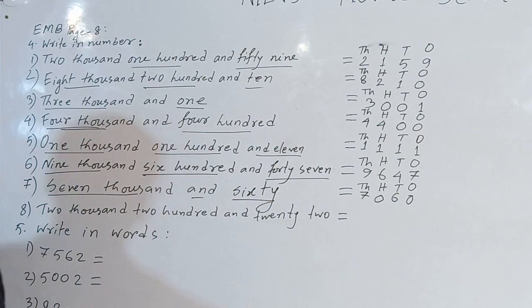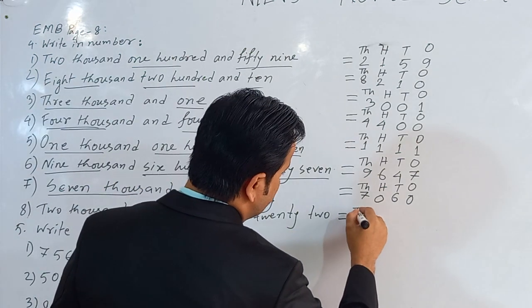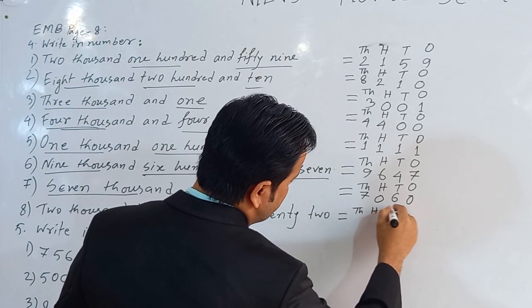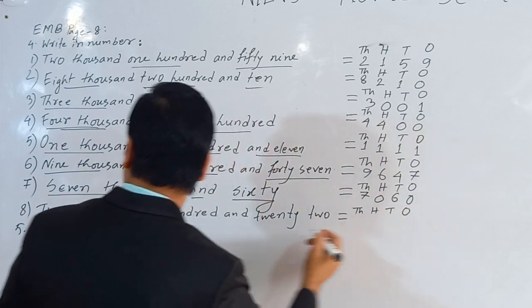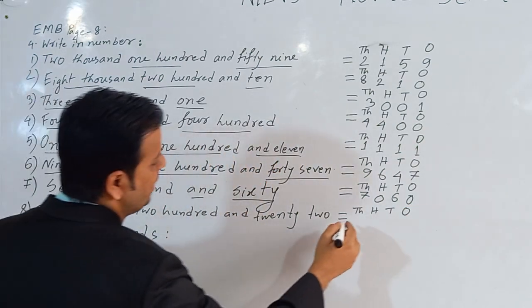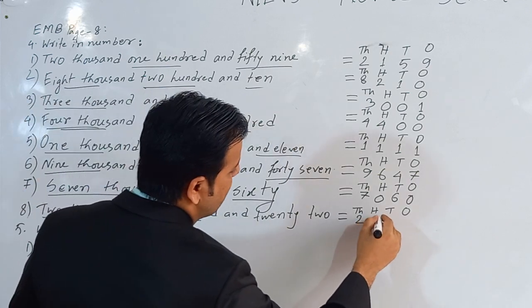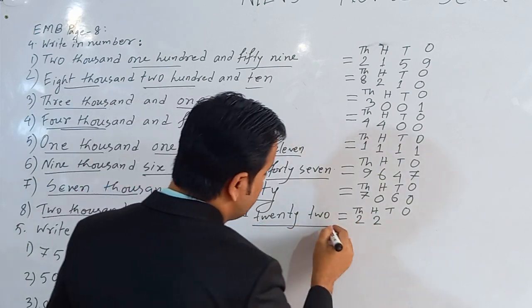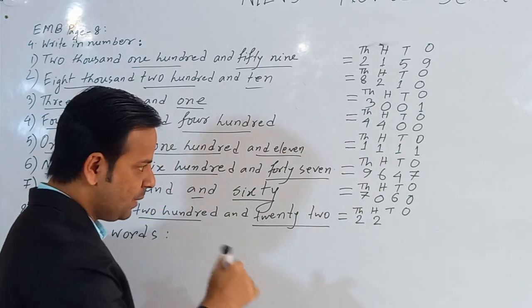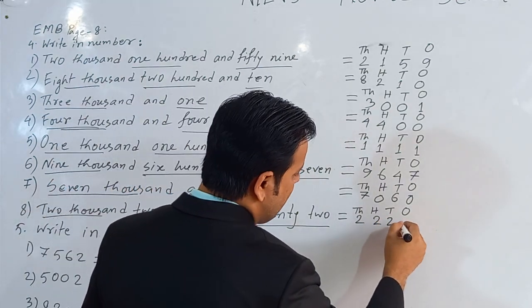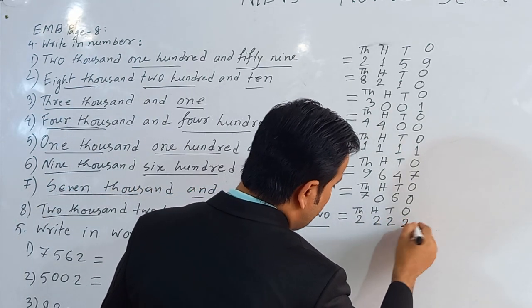2,222. So we can indicate the position of the digits: thousands, hundreds, tens, ones. Here in 2000, we have to write 2 is in thousands position. In 200, 2 is in hundreds position. In 22, we have to write 2 is in tens position and 2 is in ones position.